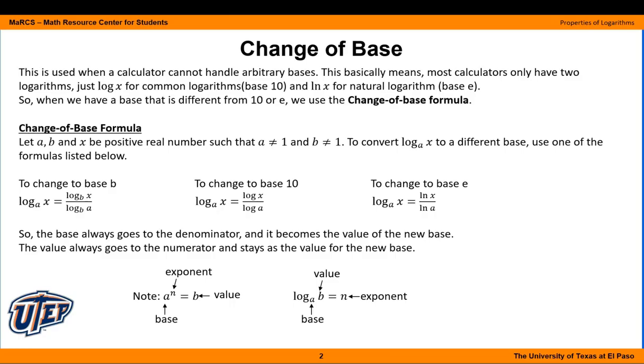The formula says, for positive real numbers a, b, and x, where a is not equal to 1 and b is not equal to 1, we can rewrite log base a of x as log base b of x over log base b of a.